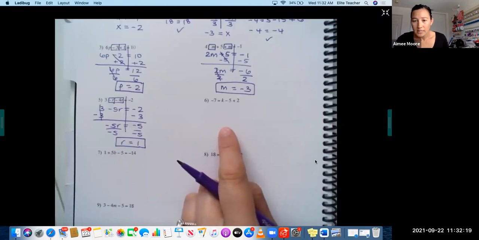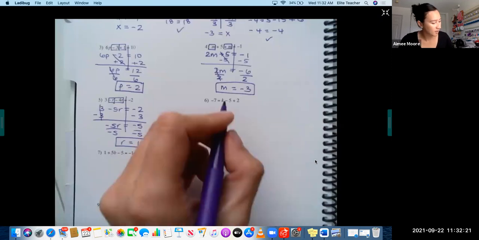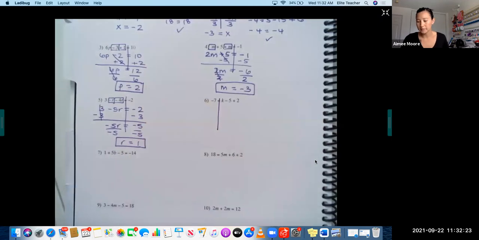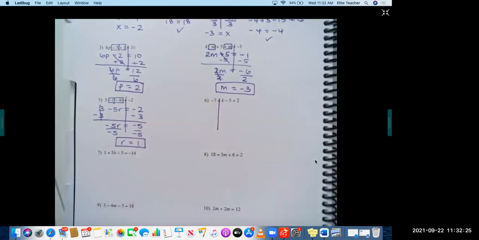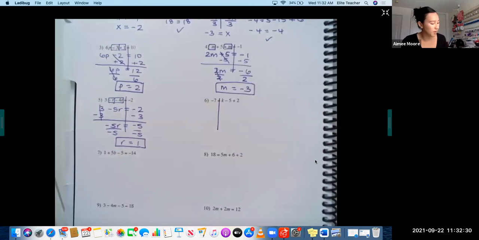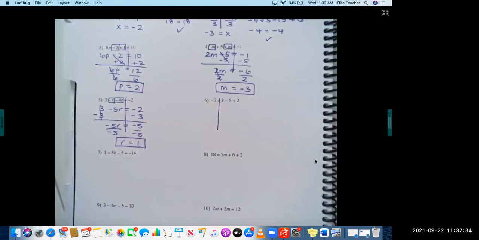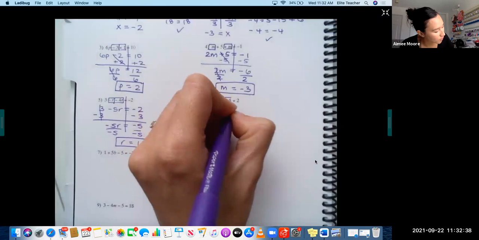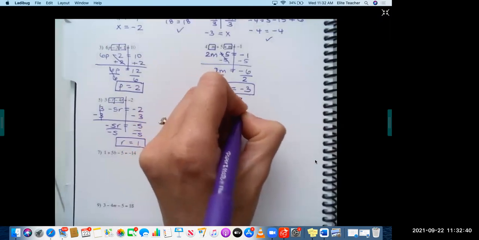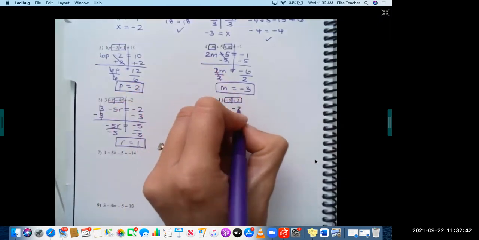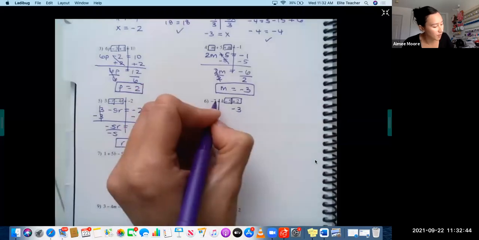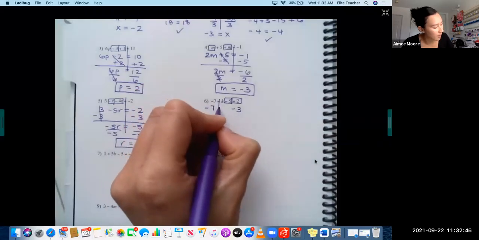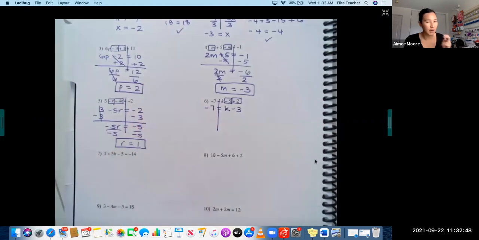Okay, Chris Castro, number 6. Walk me through your steps. I had a little bit of trouble with number 6 as well. Okay, what are the like terms? What can we combine? -5 and 2. Yep. And what does -5 and 2 combine to? -3. Yep. Perfect. That was the hardest part. So now we just bring everything else down. So -7 equals k minus 3.